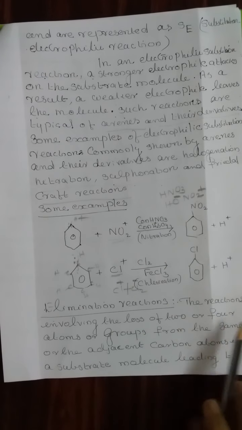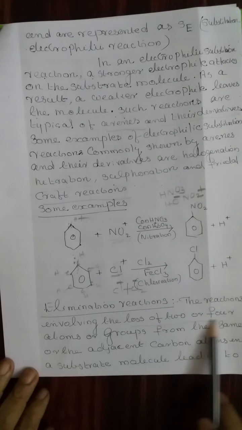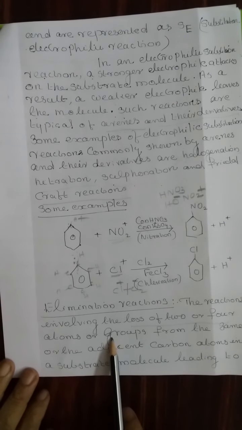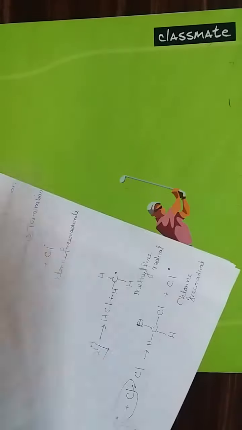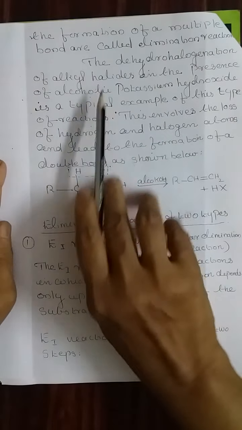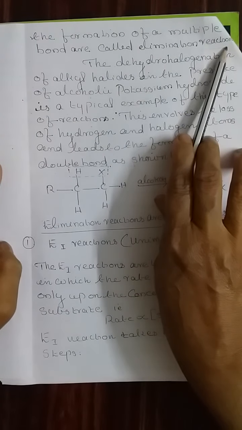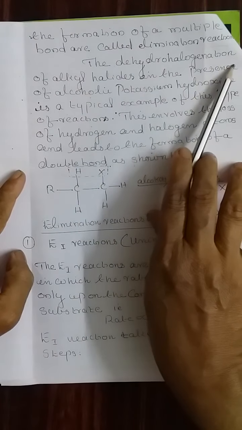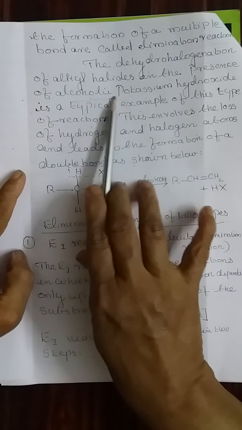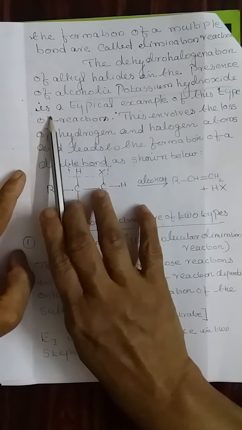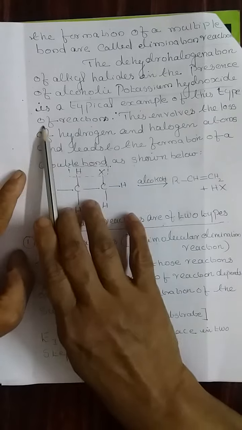Elimination reactions. The reactions involving the loss of two atoms or groups from the same or adjacent carbon atoms in a substrate molecule, leading to the formation of a multiple bond, are called elimination reactions. The dehydrohalogenation of alkyl halides in the presence of alcoholic potassium hydroxide is a typical example of this type of reaction.